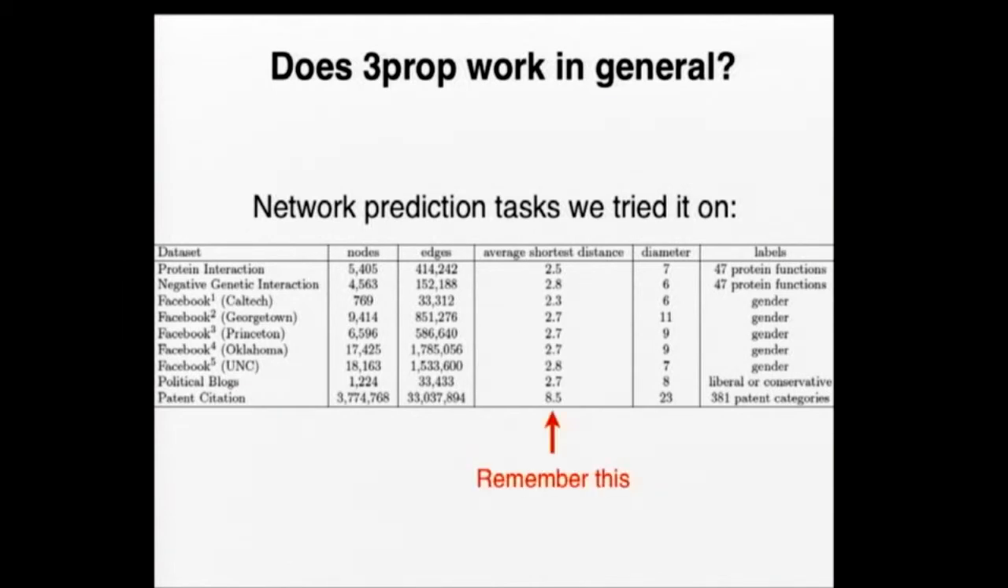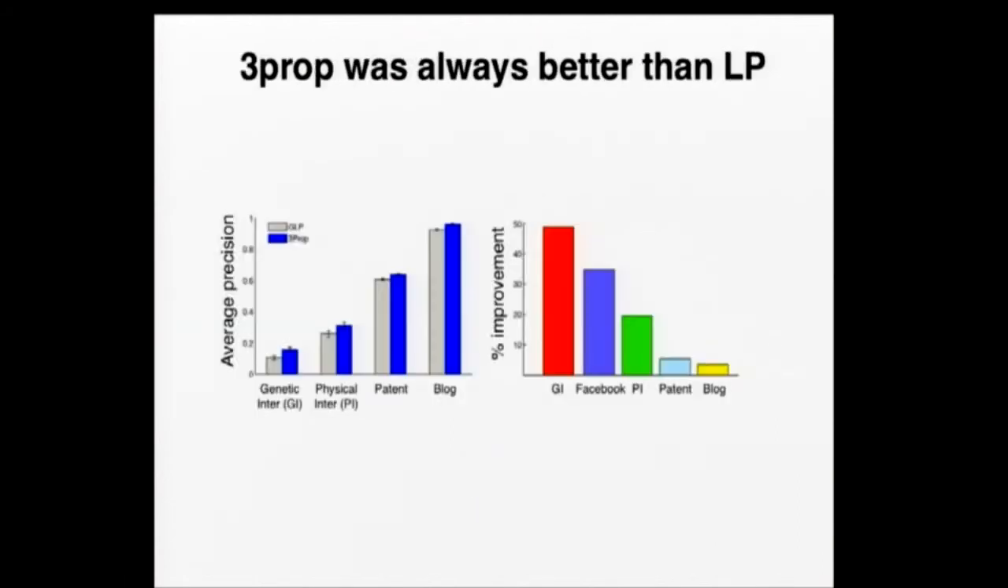And I want you to remember this. And you can get a little bit of a hint where the talk's going. You can see that these average shortest distances are almost all less than 3. Now, we didn't choose that. That just happened when we chose the networks. We didn't select that.